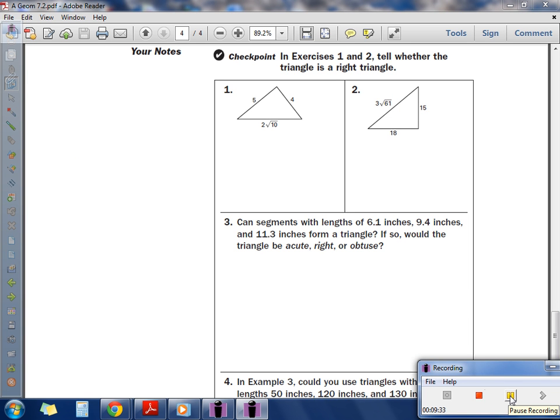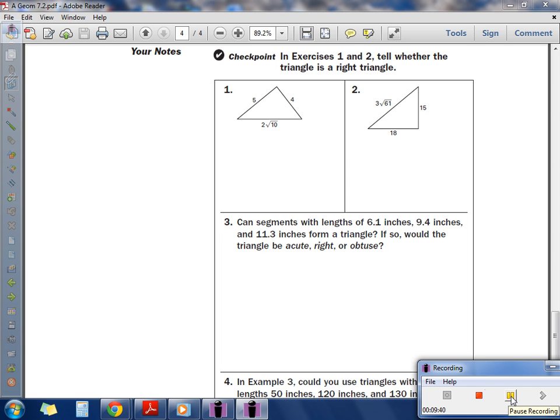Try out these checkpoints. See how you can do on these three problems. 4 problems. 3 problems. Just do these 3. All right, here we go on these checkpoints. First off, tell whether it is a right triangle. So you should have yes or no answers on all of these. If you don't have yes or no on 1 and 2, then you're a little behind.